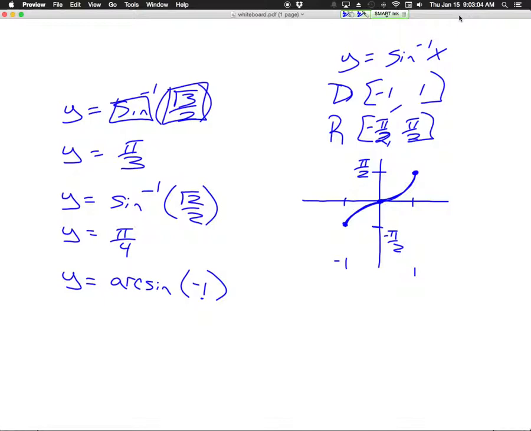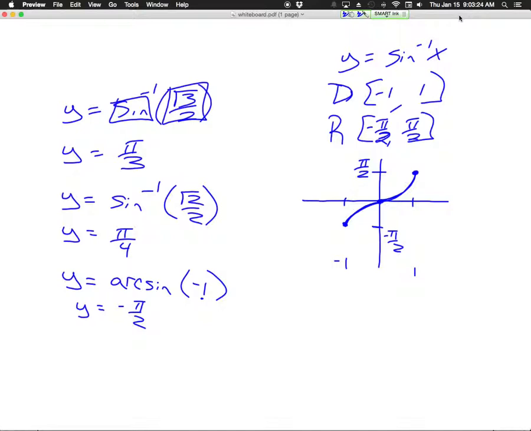The x value of negative 1. So the x value of negative 1 is right here. And what do I want to look for? The y value that matches it. So what y value matches the x value of negative 1? Negative pi over 2. So my answer would be negative pi over 2.